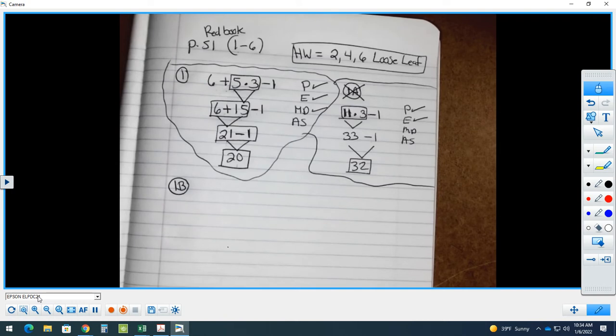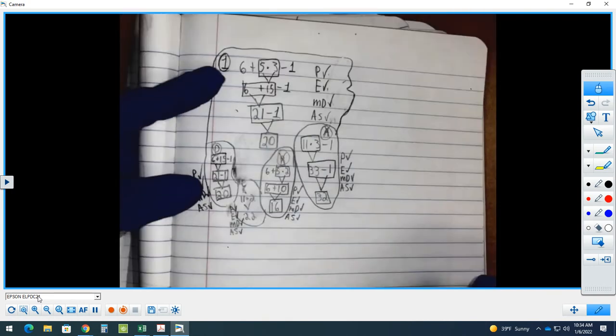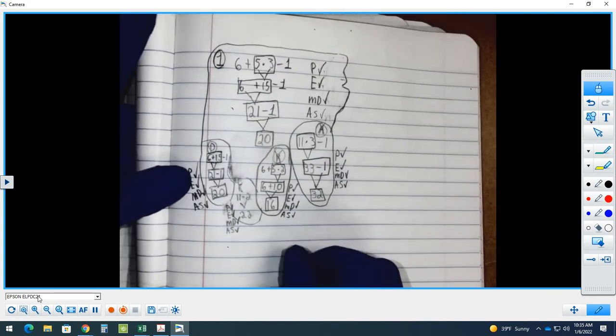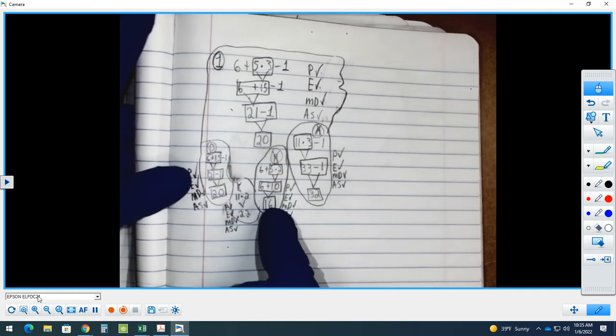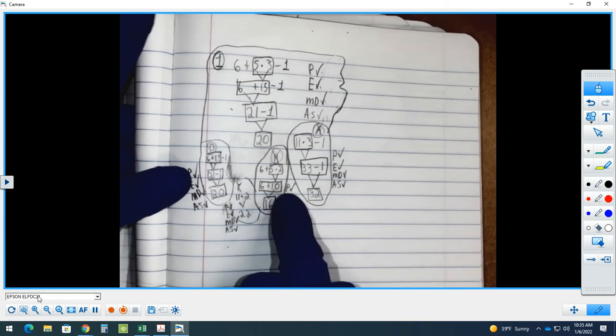So let me start with the first student. So here we have the first student, and he did choice B right here. You can see it. He first multiplied, very good. Then he added. The answer was 16, so he knows. And here's his checklist.